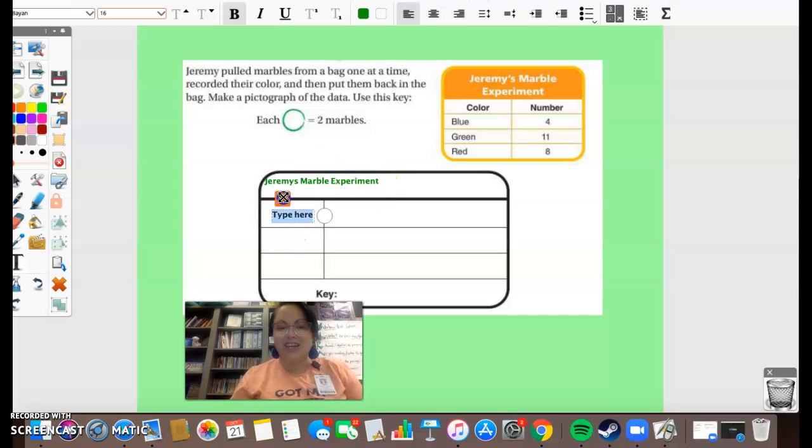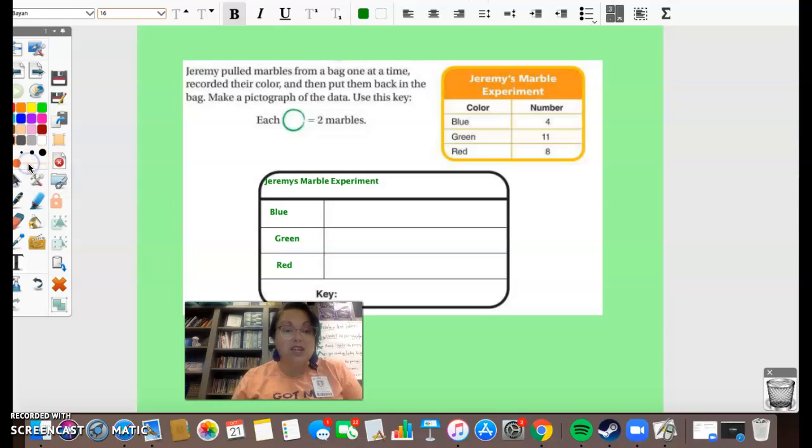All right, so right here, let's do the colors on this side. Blue, green, and red. Okay, and so what we're going to do here is it says to use circles. Sometimes you get to make up your key. Sometimes it tells you what the key is. And so what we want to do is record the key at the bottom right here. That's usually where they put the key on a pictograph.